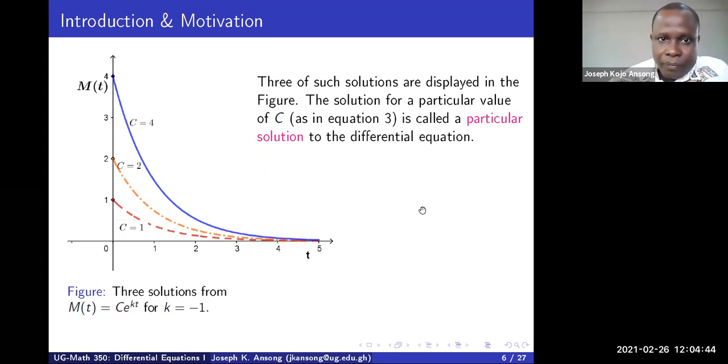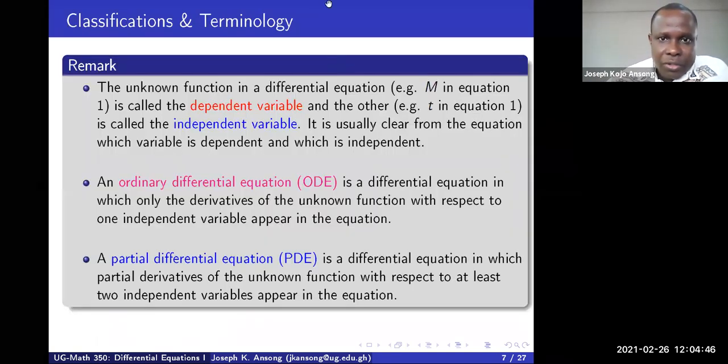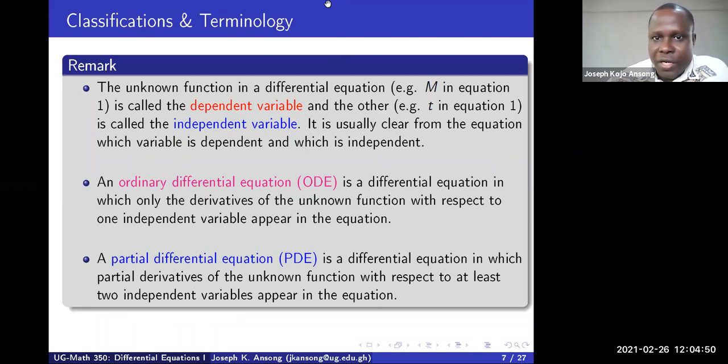Okay, good. So that was basically an introduction to differential equations, and if you like, a motivation. I'll say a bit more about motivation when I talk about the different applications. Now we want to look at certain terminologies or classifications of differential equations.